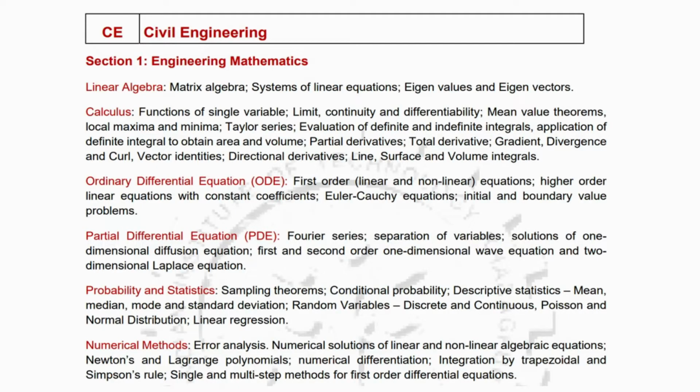The first section is engineering mathematics. Here you can see a list of topics and subtopics. Engineering mathematics has topics like linear algebra, calculus, ordinary differential equation, partial differential equation, probability and statistics, numerical method. If you want to get pro in engineering mathematics, you need to go through all these topics thoroughly, look into the matter thoroughly and practice questions as much as possible.